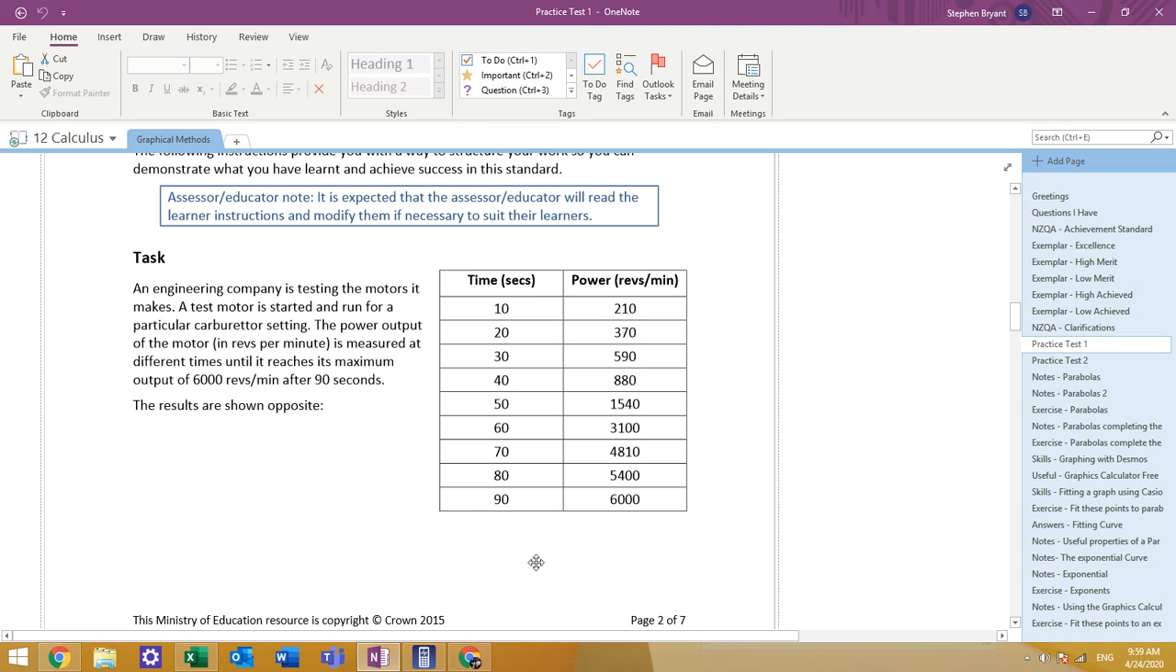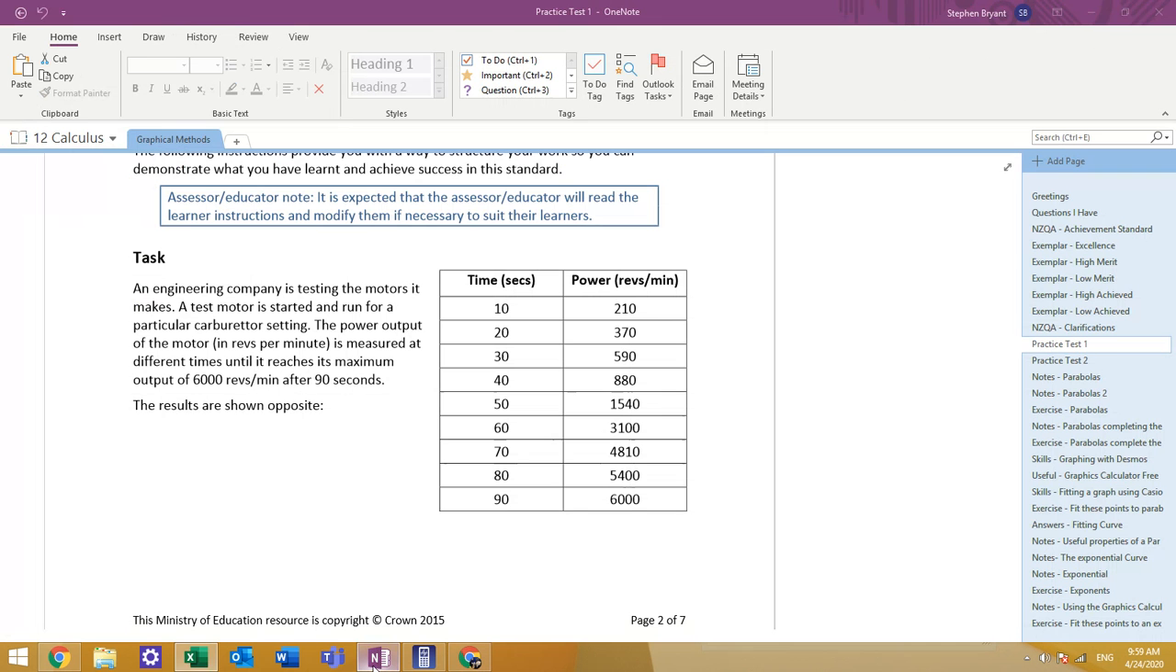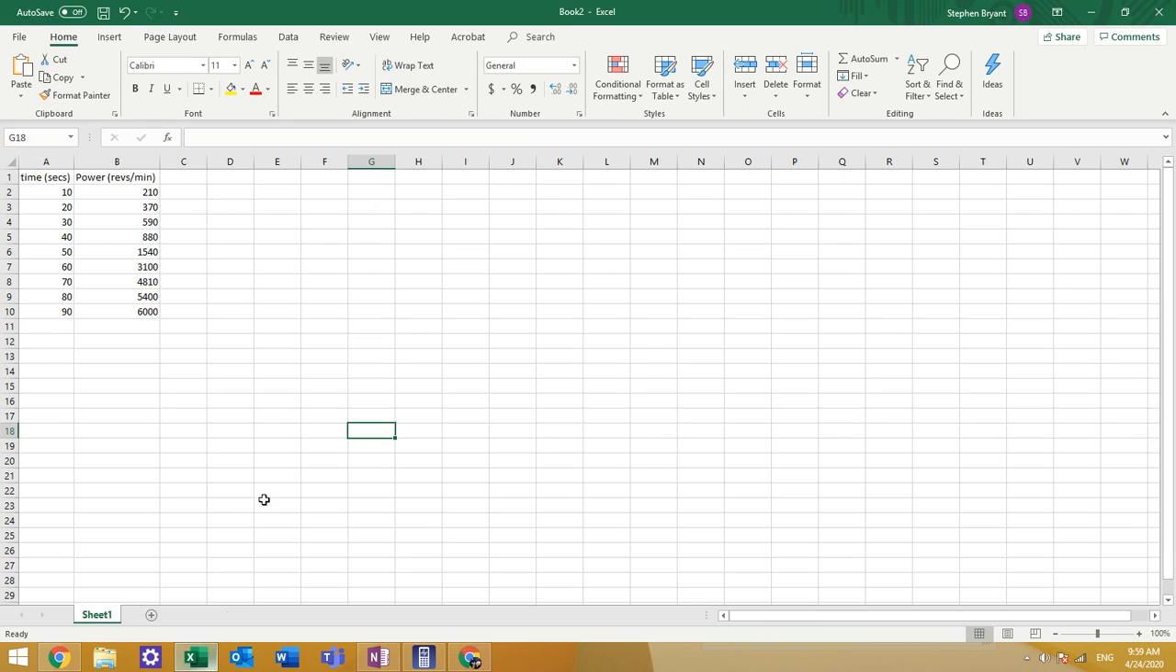So I've taken that information and I've put it into an Excel spreadsheet. If I want to import this into NZ or take it anywhere else, I'm going to have to put it in an Excel spreadsheet first. But I'm going to just have a little play with it straight away here in Excel just to see what I can find out. So the question asks us to, first of all, look at these breaks up to the first 30 seconds, 30 to 60 seconds, and 60 to 90 seconds. So let's take my information and let's just put it in chunks.